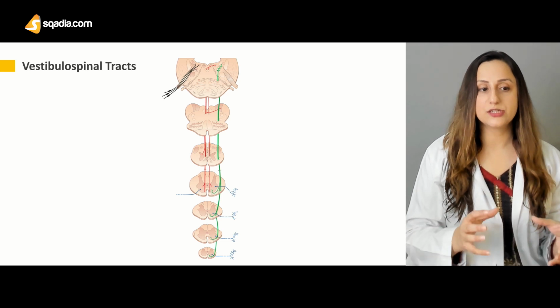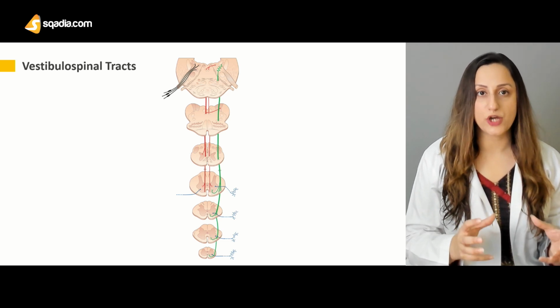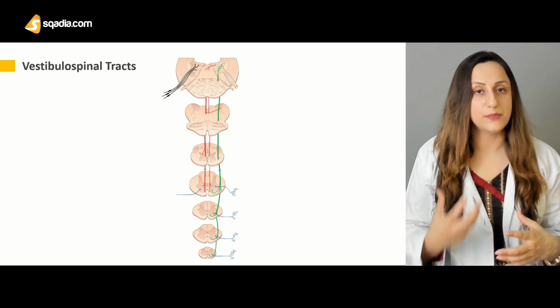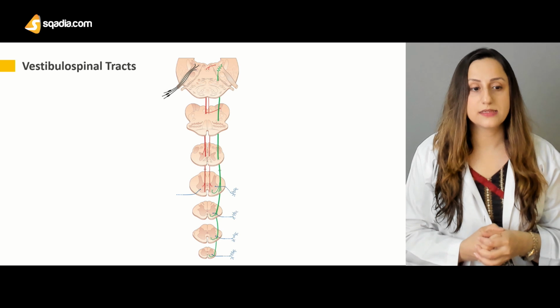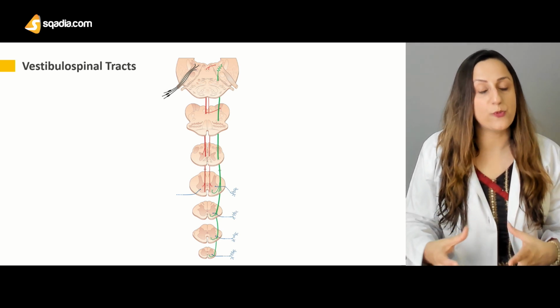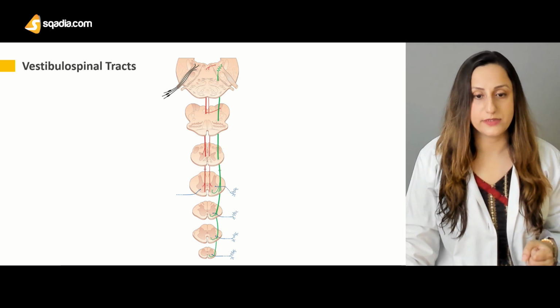As the name indicates, you might have this hint that they are going to start off in the vestibular nuclei in the midbrain and the pons. And these vestibular nuclei are basically getting the sensory information from the vestibular nerve at that particular level.